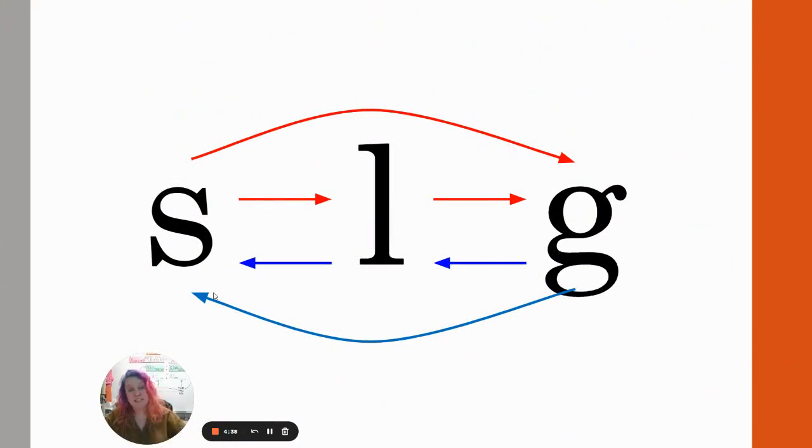You also have these three letters drawn at the bottom of your page. Go ahead and add in the arrows. I personally would color code them if I were you, so pause the video to get your supplies out if needed. All right, so first, going from solid to liquid is called melting.